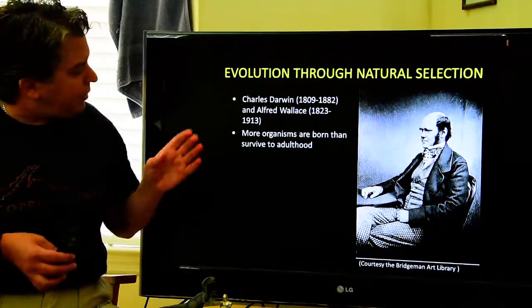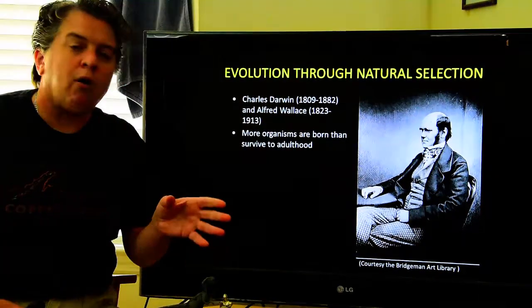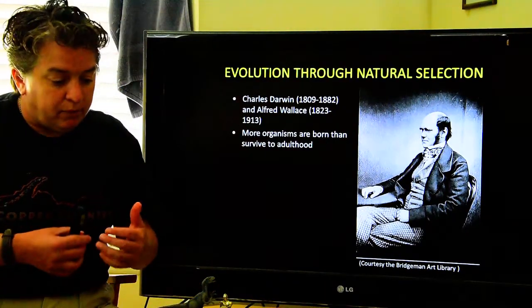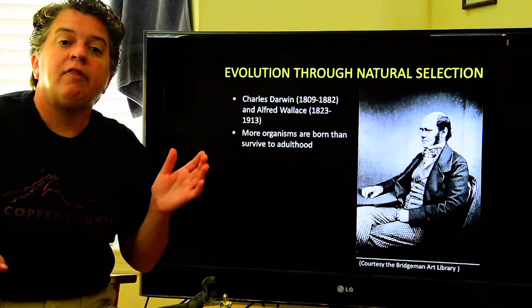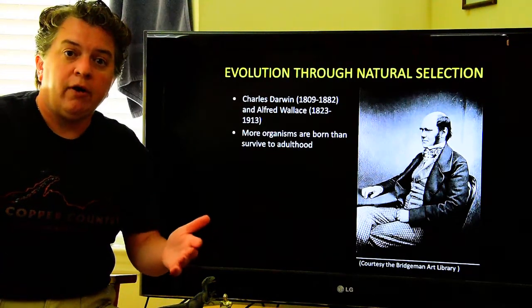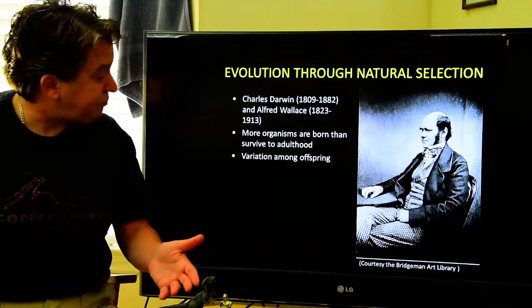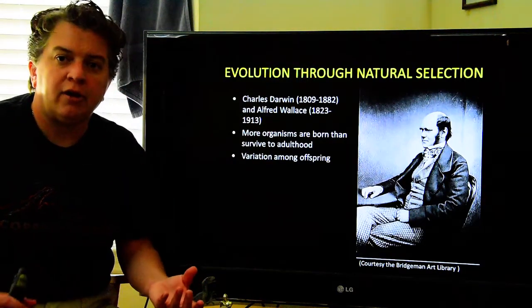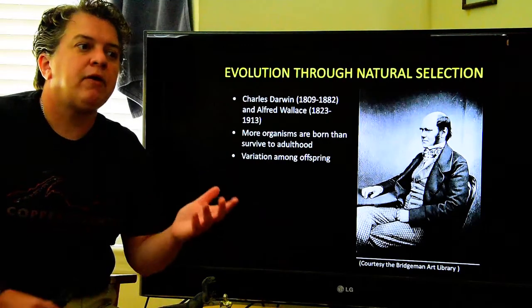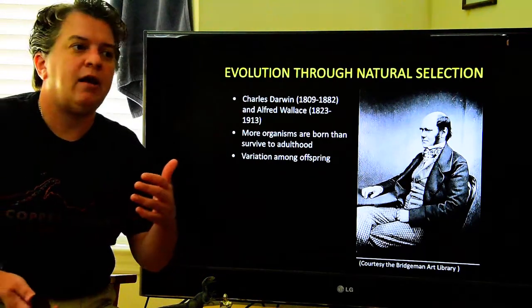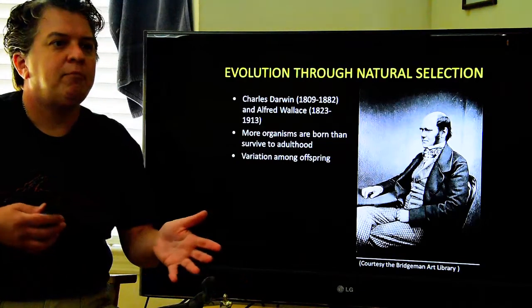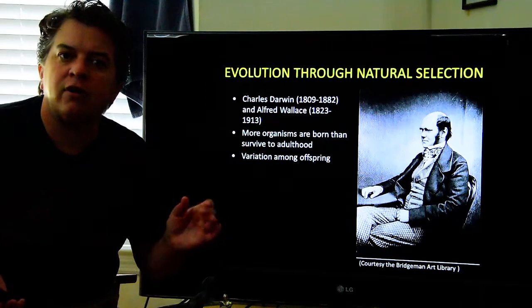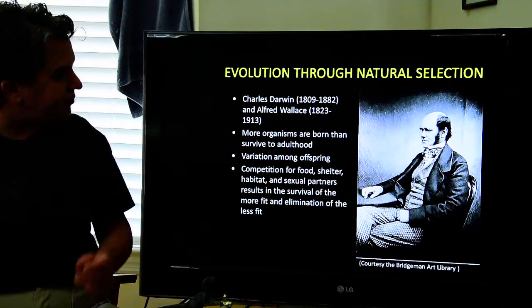Well, they state that more organisms are born than survive into adulthood. Okay, so you have a lot more offspring than are going to grow to being an adult. And amongst these offspring, there's variation. Maybe one is bigger, maybe one is smaller, maybe one has a different coloration, there's just some kind of variation amongst these offspring.